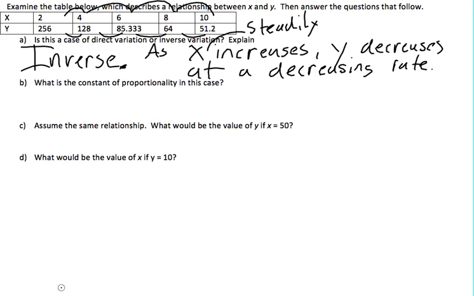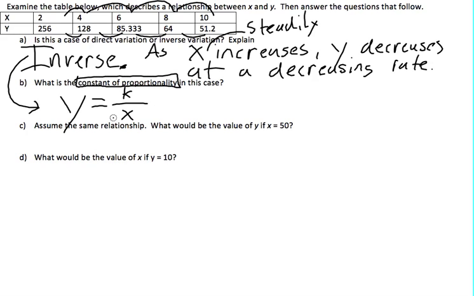Question B says, what's the constant of proportionality in this case? Well, this is an inverse variation situation. So we know that it has this type of equation. y equals k divided by x. We know we're going to use a y. We know we're going to use an x. What we don't know is what number we're going to use for k. In other words, what number is our constant of proportionality?